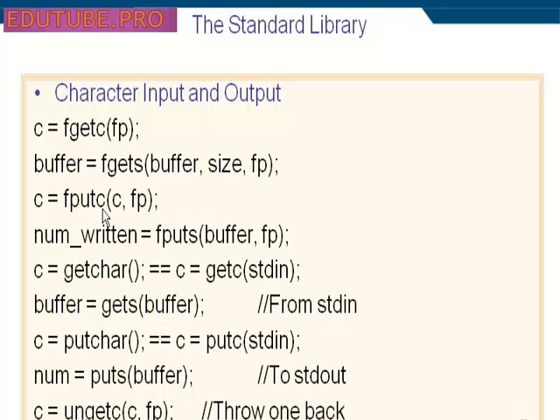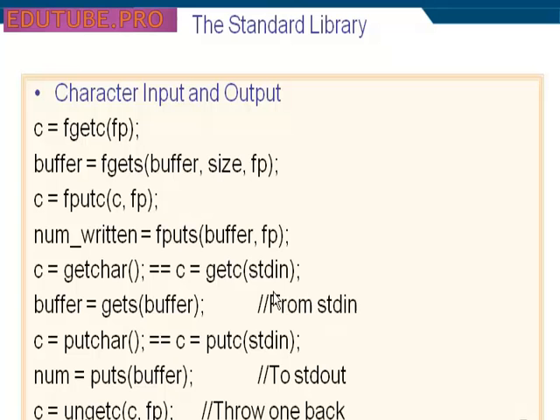fputc does a file put character. It returns us back the character that it writes. We give it the character to write and the file pointer to put it to. fputs takes a string buffer, writes it out to a file pointer, and returns an integer of how many characters it wrote. c equals getchar with no parameters is exactly the same as c equals getc from standard in. These two are identical. You can use either one you like, or you can use getc on a different file pointer and pick up a character at a time from another file that you've opened.